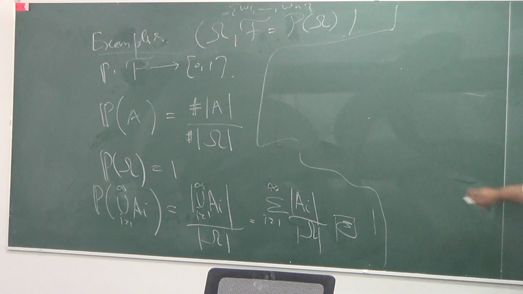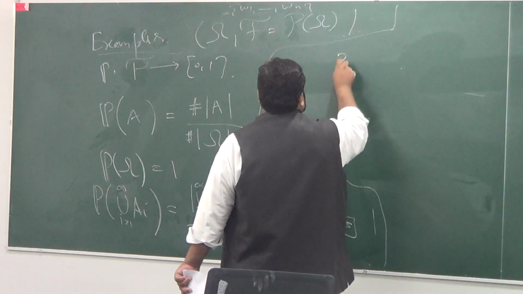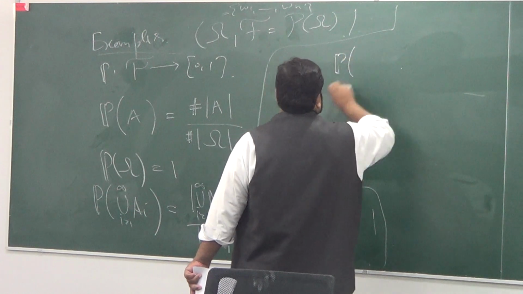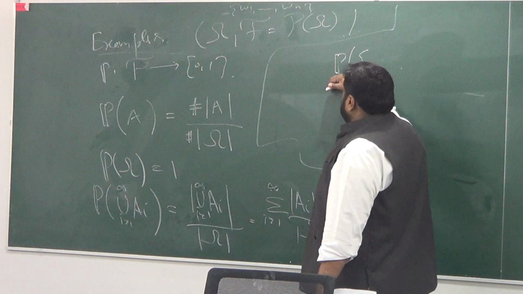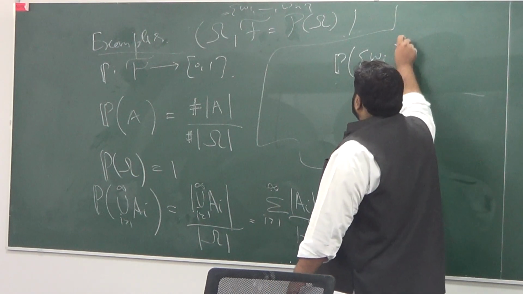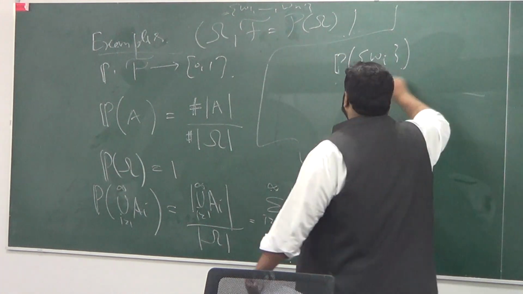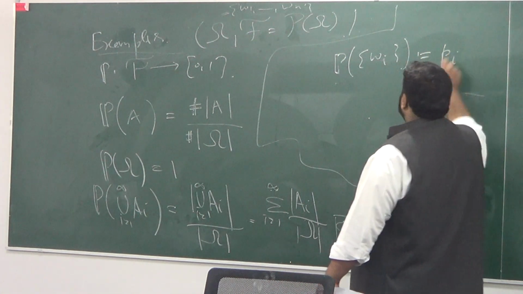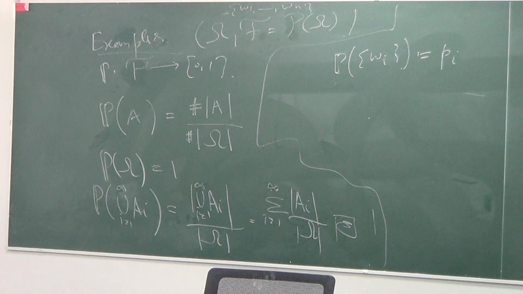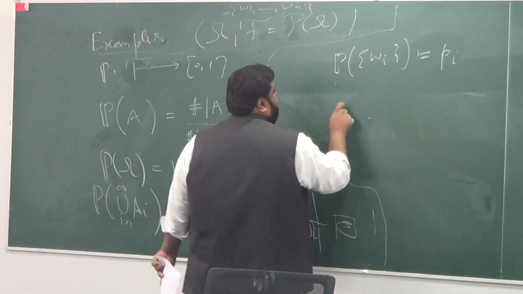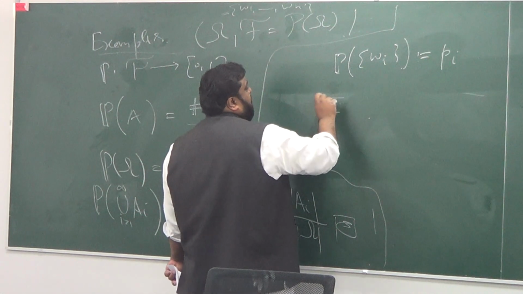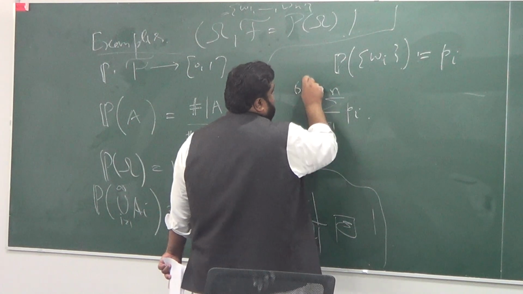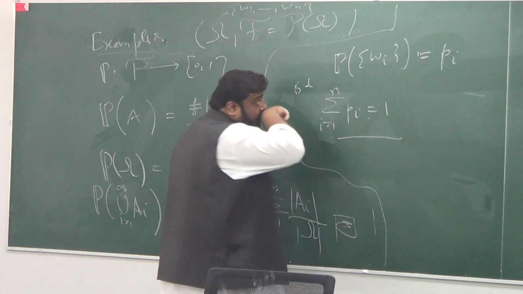Then you define probabilities on individual elements, so on singletons. To each omega_i I am assigning a number p_i, such that the sum of the p_i is 1. Now that's a better one.